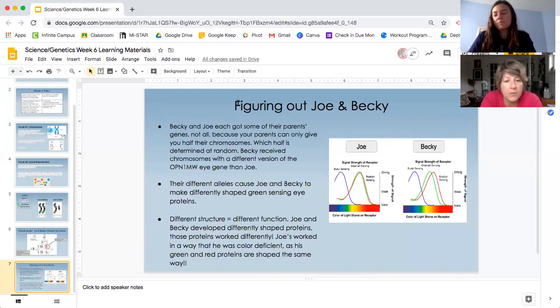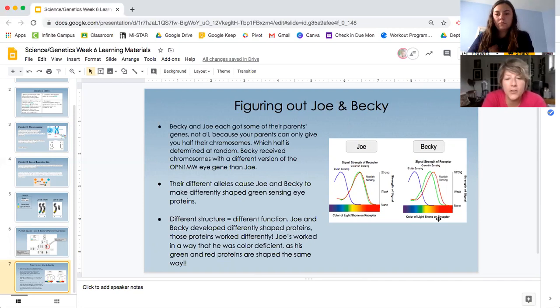Becky received chromosomes with different versions of that. What are you calling it, Miss Fredericks? OPN1MW. Yeah, I don't know, I'm going to go with that. Gene than Joe. So their different alleles cause them to make differently shaped eye sensing proteins. Those are in the cones of your eyes. You have cones which perceive color. So their cones are different. As you can see in a graph, they perceive different wavelengths of light differently.